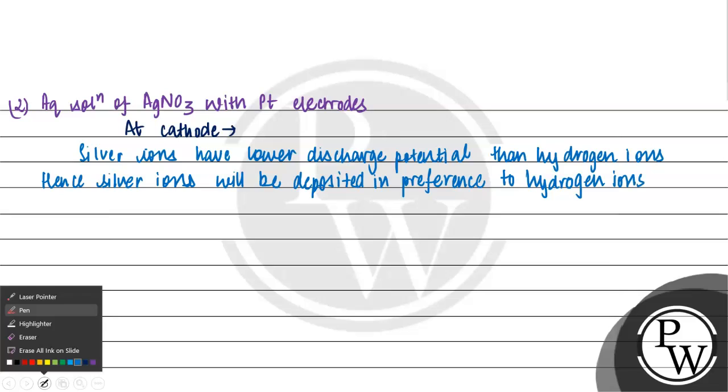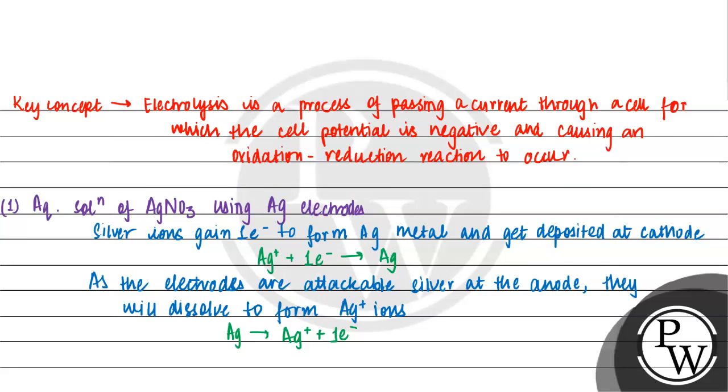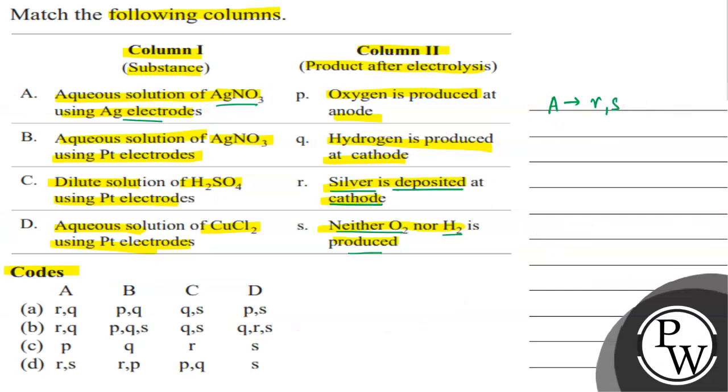Now, if we look at the process which is occurring at anode, it will be a reaction: 4 OH negative ions gives 2H2O plus O2 plus 4 electrons. So O2 is produced. Now, if we look at the options, P के साथ अगर हम कॉलम 1 को कॉलम 2 के साथ मैच करें तो B ऑप्शन में हमारा we know that silver is deposited at cathode क्योंकि we know it has lower discharge potential, तो हमारा हाइड्रोजन आयंस की जगह सिल्वर डिपॉजिट हो जाएगा.